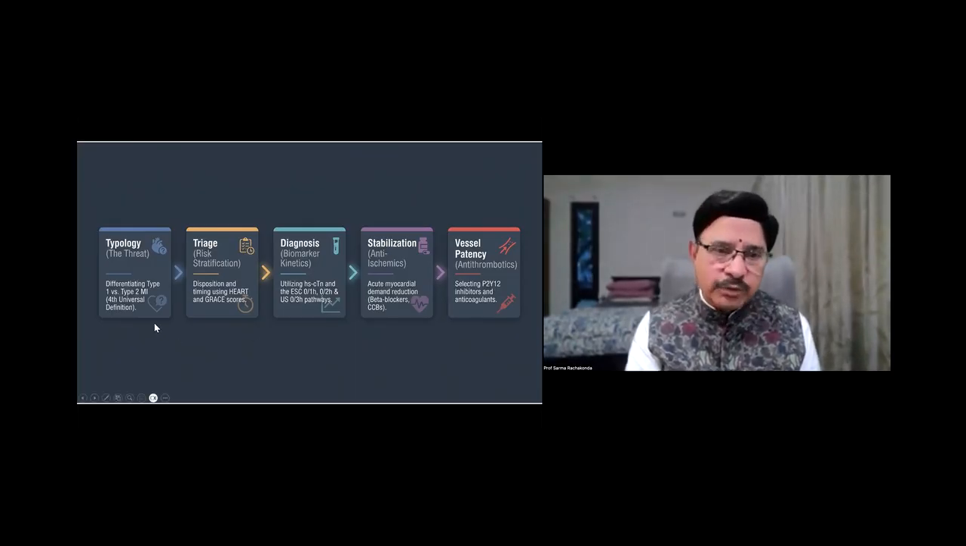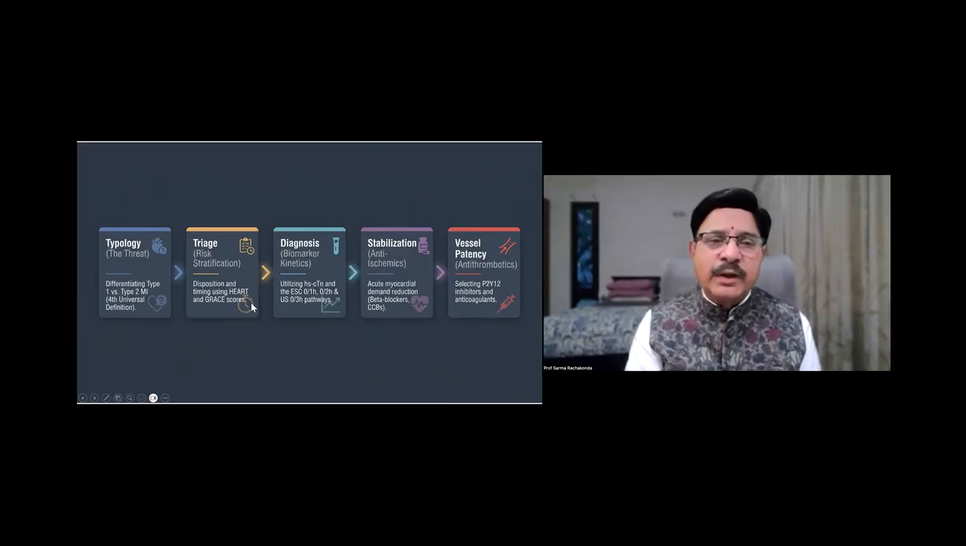So, typology: what type am I dealing with? And did I use the HEART score and GRACE score? What is my initial troponin and delta troponin? And am I using the beta blockers and CCBs to reduce the demand? Am I using the platelet inhibitors and anticoagulants? You must question yourself whether you are doing that.